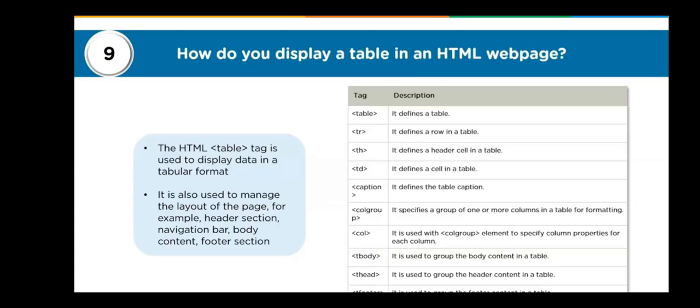Table is used to define a table, tr is used to define a row in a table, th for header, td for a cell, caption is used to define a caption, and we have the colgroup, which is used to specify a group of one or more columns in a table for formatting. Next we have col, which is used with the colgroup element to specify column properties for each column.